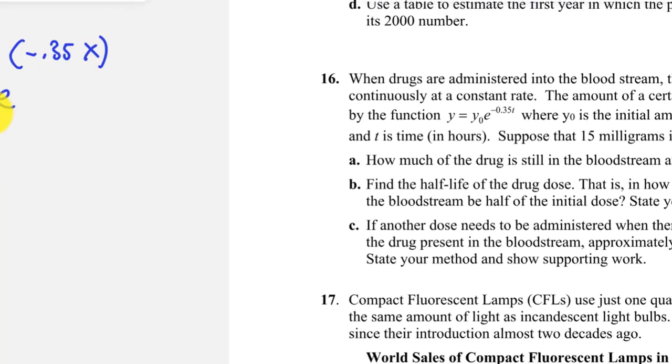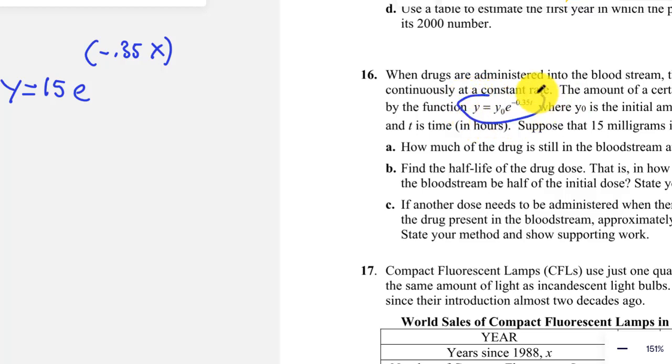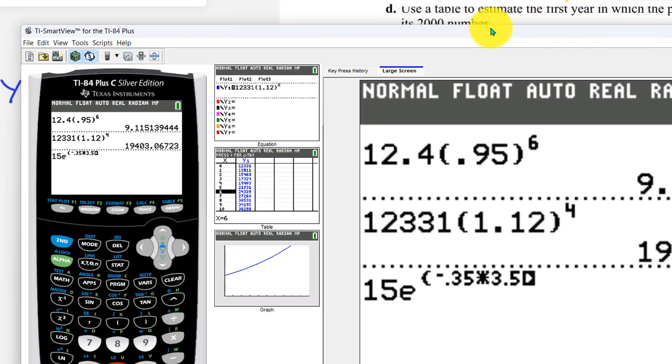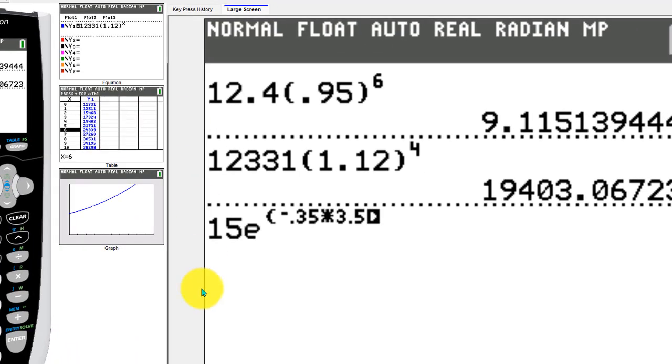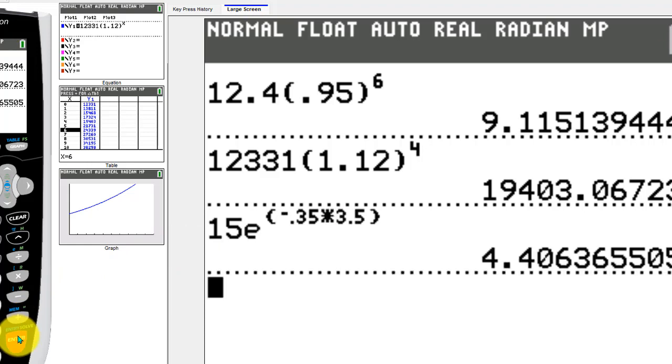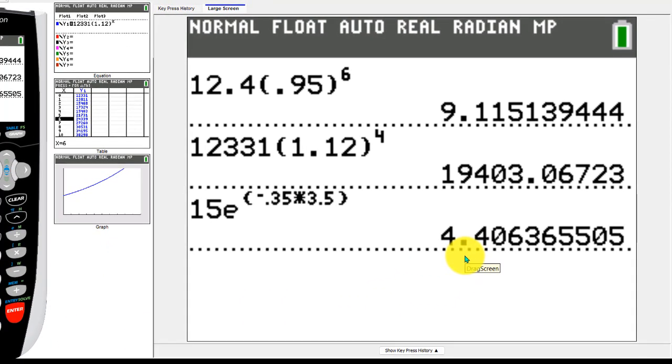Instead of saying times x, which was the initial equation I wrote over here, we're going to replace x with 3.5. So this would be times 3.5. I know that's confusing because you have 0.35 times 3.5. So in the calculator, it would look something like this: 15 times e raised to the negative 0.35 times 3.5. I press enter, and I get 4.4, okay?